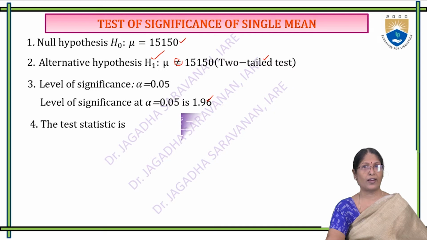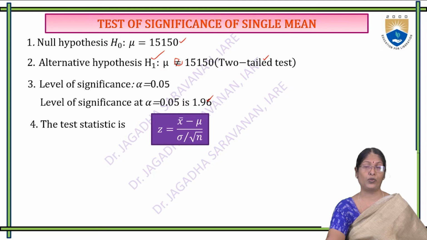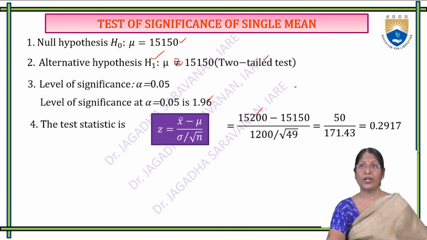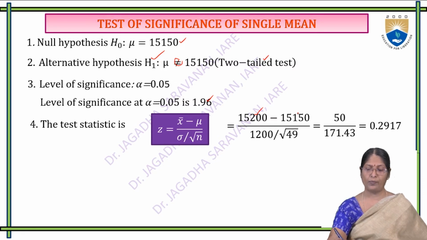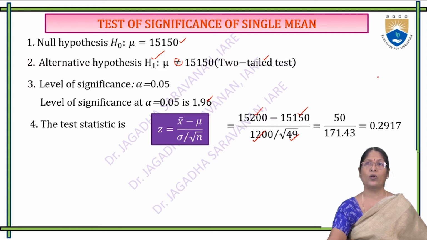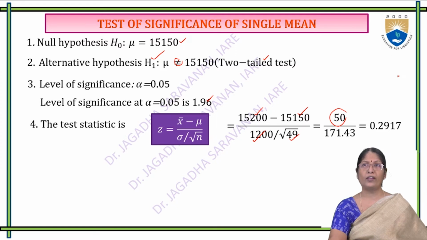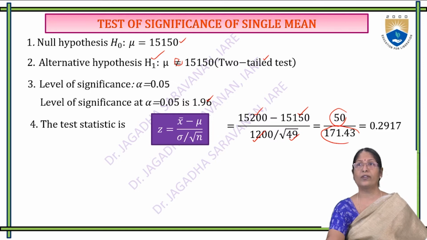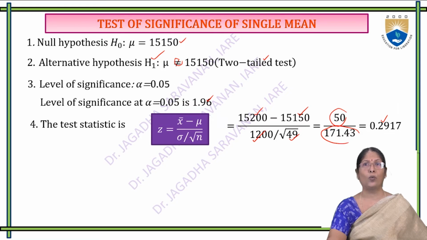So the test statistic is Z equal to x bar minus mu by sigma by root n. In the particular places, x bar is replaced by 15,200, mu by 15,150, sigma by 1,200, and small n plays the role of 49. In the calculation, the numerator we obtained is 50, and the denominator resulted as 171.43. The final result we got is 0.2917.